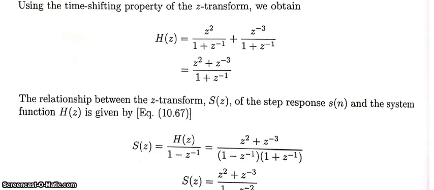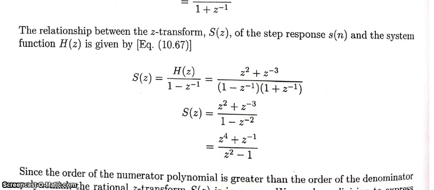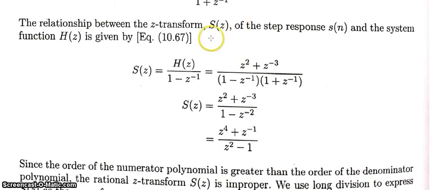Now we know the relationship between the impulse and the step responses: S of z is equal to H of z divided by 1 minus z inverse. In the denominator we have 1 minus z inverse into 1 plus z inverse. Therefore it is of the form a plus b into a minus b, so we can write it as a square minus b square, that is 1 minus z raised to minus 2.